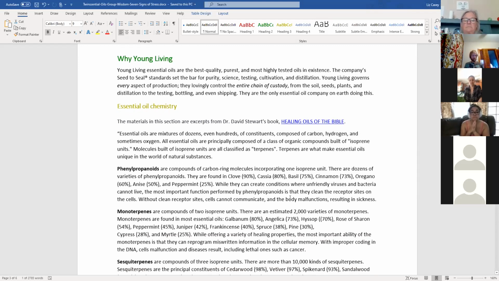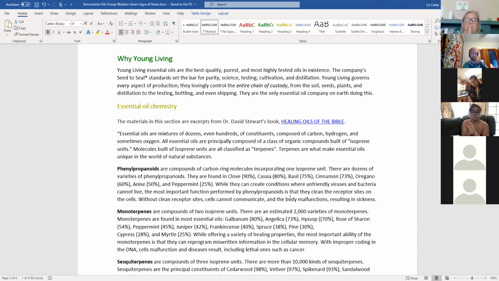We'll talk real quick about essential oil chemistry. I always include this in our classes because it's kind of intimidating, but it's really interesting to understand why this is not just anecdotal, why this is actual science. Essential oils are built of isoprene units that are classified as terpenes. Terpenes are what make essential oils unique in the world of natural substances. Phenylpropanoids are compounds of carbon ring molecules incorporating one isoprene unit. There are dozens of these. There are dozens and dozens.